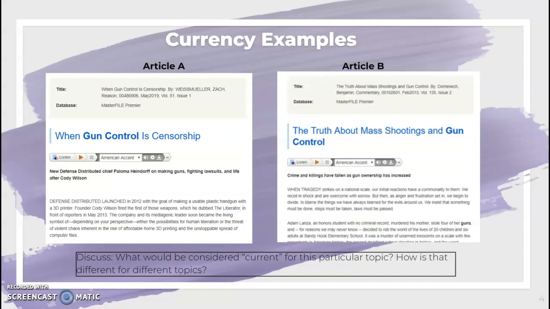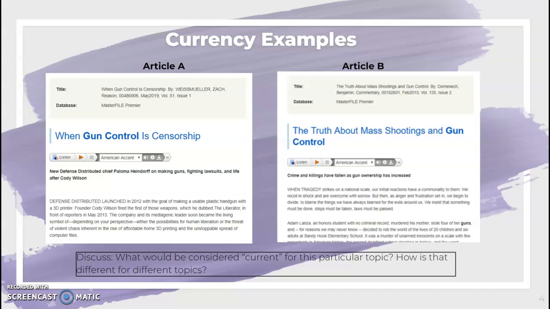The next metric, I forgot that we had examples in this presentation. So this is an example of how we determine currency. So the article on the left, Article A, is from May of 2019, whereas the article on the right, Article B, is from February of 2013. The question here is to think about this topic and think about whether this is something that has changed a lot since February of 2013, or whether you think that information would still be valid.